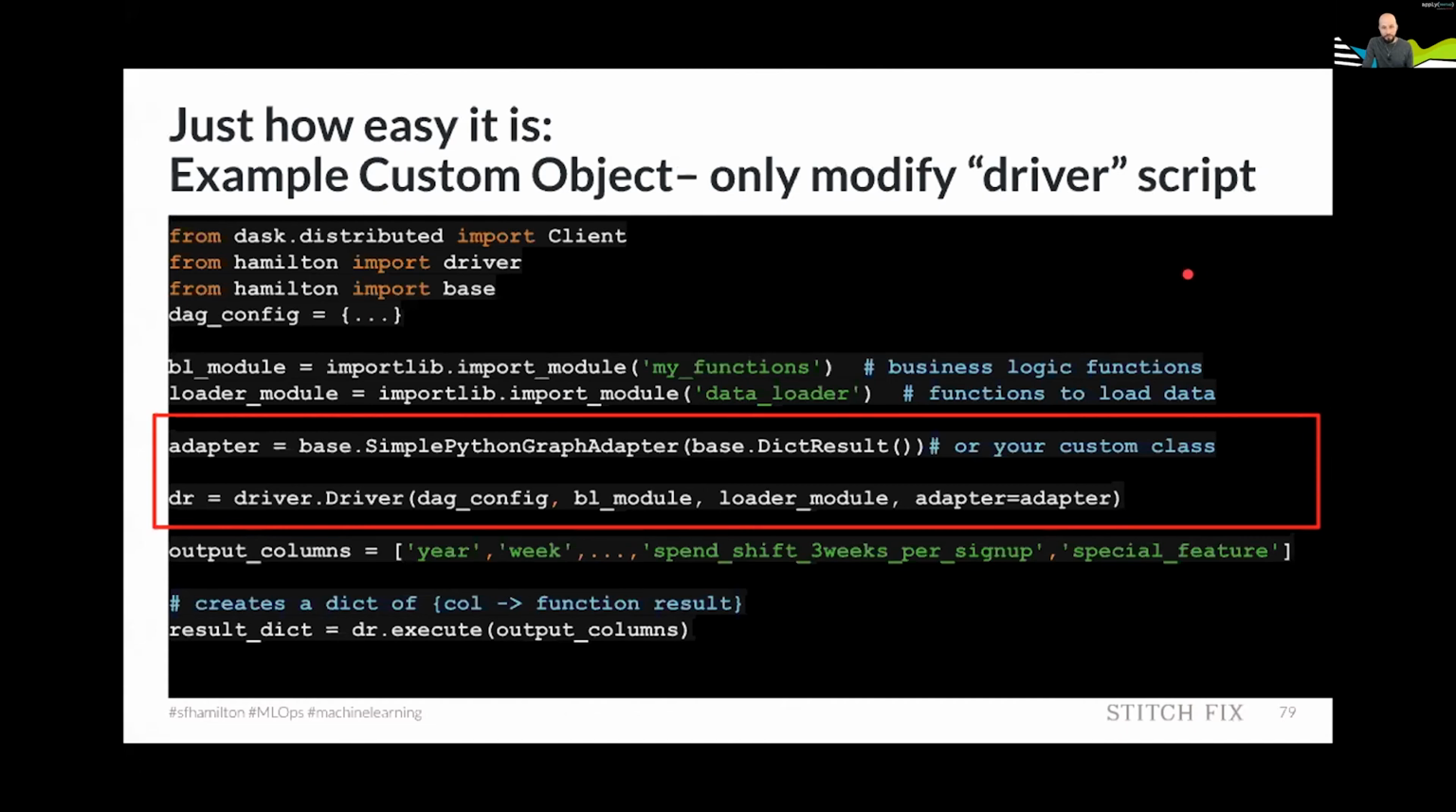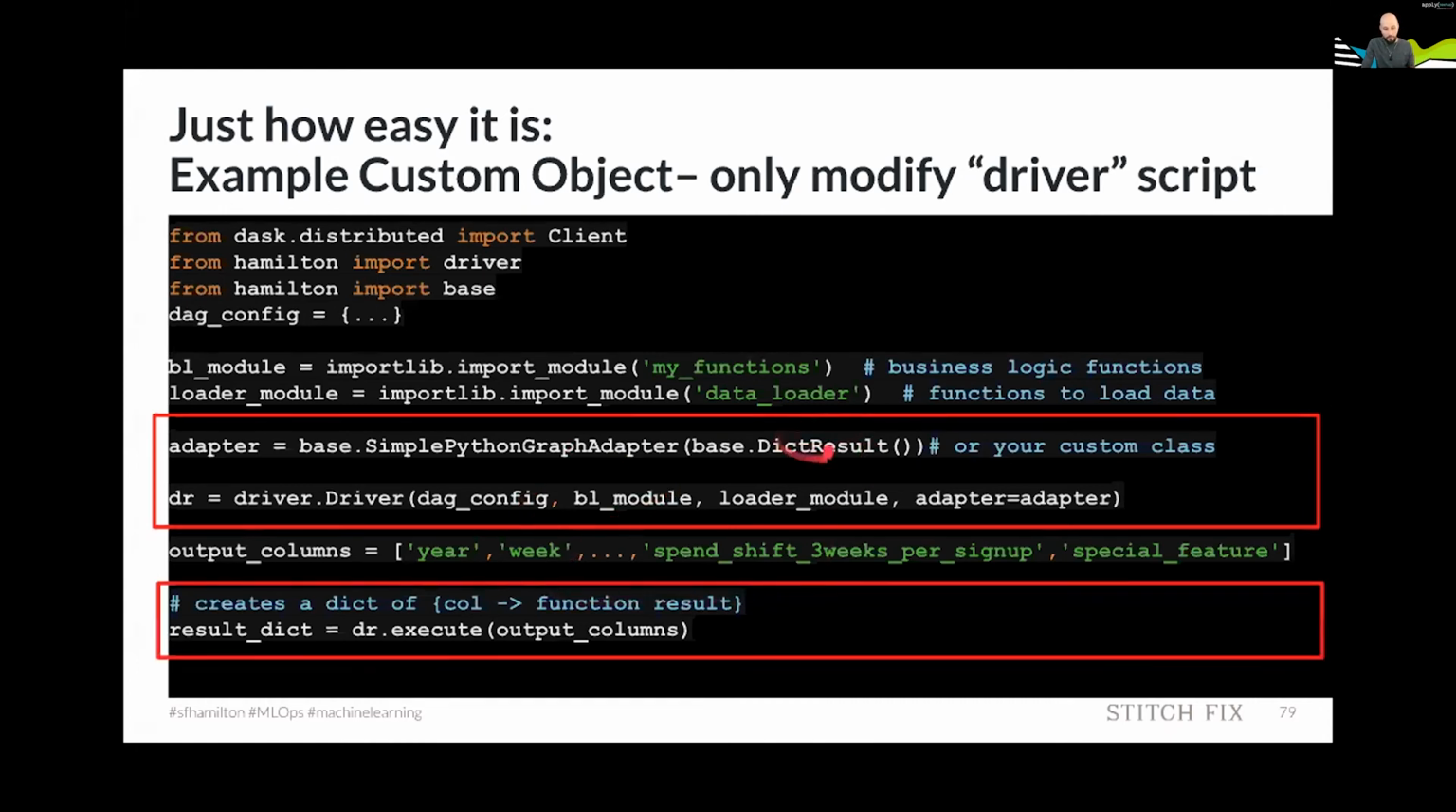Again, it should be pretty easy to use, and you just need to modify your driver. You instantiate a graph adapter, which takes in something that tells Hamilton how it should create this result. Again, you pass it as a constructor, and then here I'm requesting, hey, give me a dictionary of outputs, and when you call execute, you now get a dictionary of outputs, not a data frame.